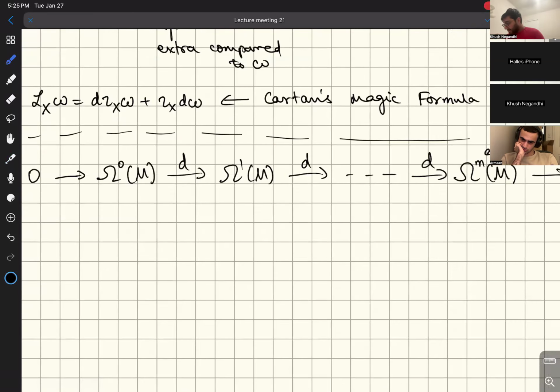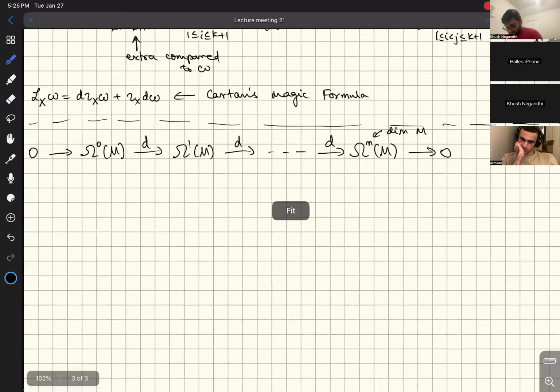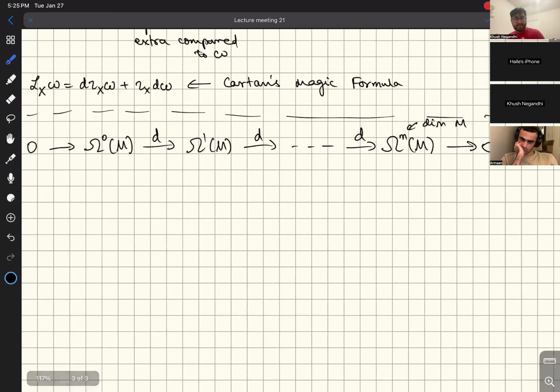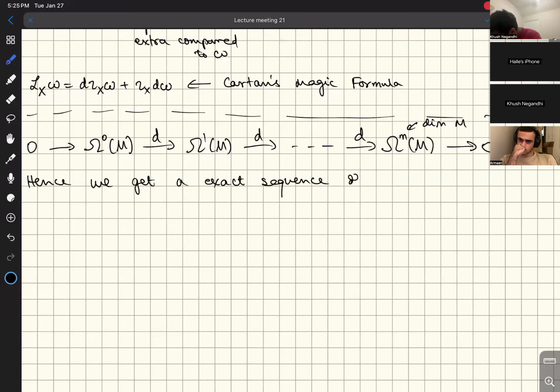Okay. And now we call a sequence of vector spaces like this exact if I compose two consecutive maps, I get zero, which this does. So hence we get an exact sequence of vector spaces.